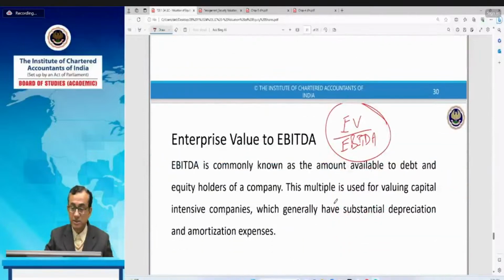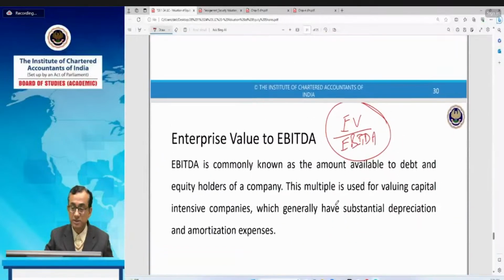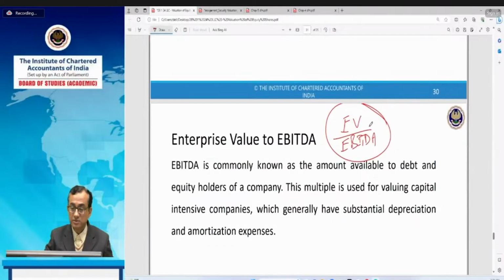And for enterprise value to EBITDA, if it is higher in comparison, we can say that the company is valued more in comparison to its profit. It also shows the value of the company. If enterprise value is higher, obviously the value is considered to be higher.